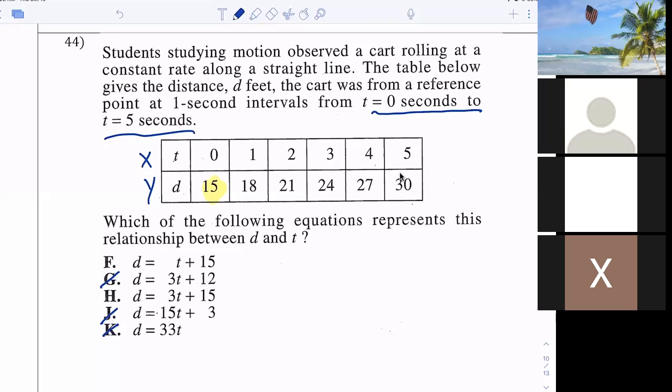What is it? What is the slope? 3 over 1. Why is it 3 over 1? Because you're adding 3 to y and what? 1 to x. That makes it a slope of 3. Therefore, the correct answer is H. Correct answer is H.